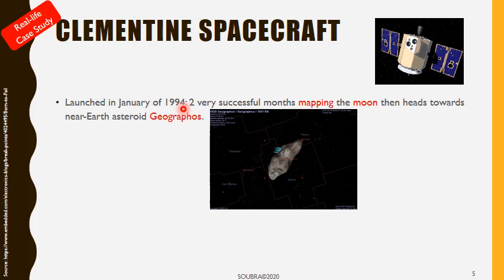So in 1994, the Clementine spacecraft was launched, and it spent 2 months mapping the moon, and then the NASA people decided to make it head towards the asteroid, not a meteor, sorry about that, the asteroid Geographus. Alright, so they needed to do some studies about this particular asteroid, and they wanted to use the Clementine spacecraft that was already mapping the moon.